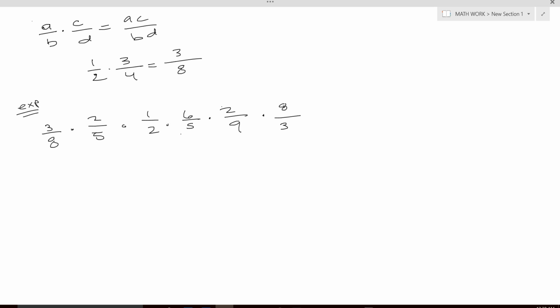Okay, so example. We have 1, 2, 3, 4, 5, 6 fractions that we have to multiply. Now, the rule states that we just simply multiply straight across. So it'll be 3 times 2, times 1, times 6, times 2, times 8, and you're going to get one large number. Then multiply every value in the denominator, and you're going to get one large value in the denominator. So we're going to have one extremely large number, A, over one extremely large number, B.